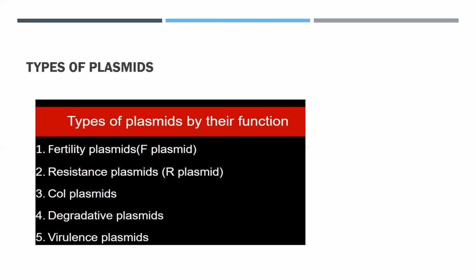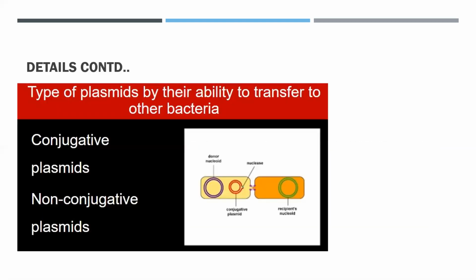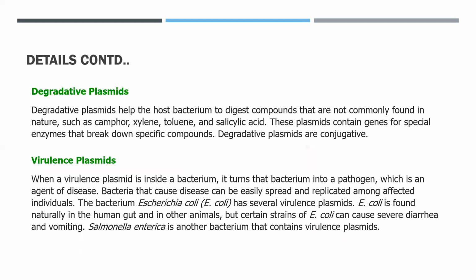Next, degradative plasmid. Degradative plasmids help the host bacterium to digest compounds that are not commonly found in nature, such as camphor, xylene, toluene, and salicylic acid. These plasmids contain genes for special enzymes that break down specific compounds. Degradative plasmids are conjugative plasmids.